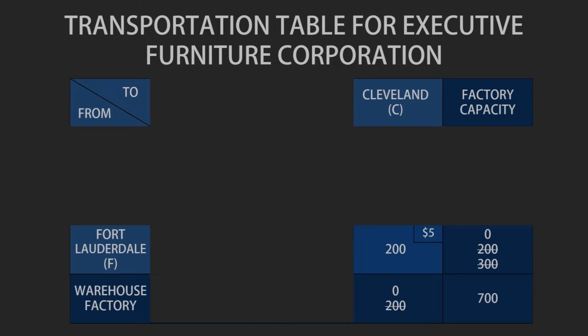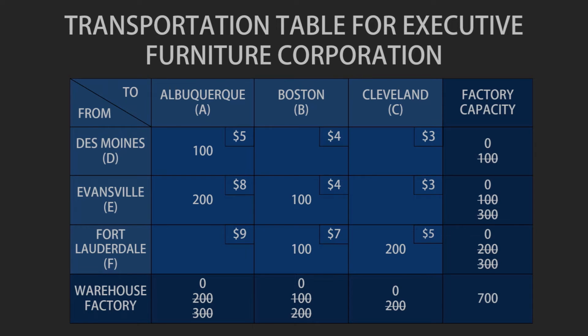Lastly, assign 200 units from Fort Lauderdale to Cleveland. This final move exhausts Cleveland's demand and Fort Lauderdale's supply. This always happens with a balanced problem. The initial shipment schedule is now complete.